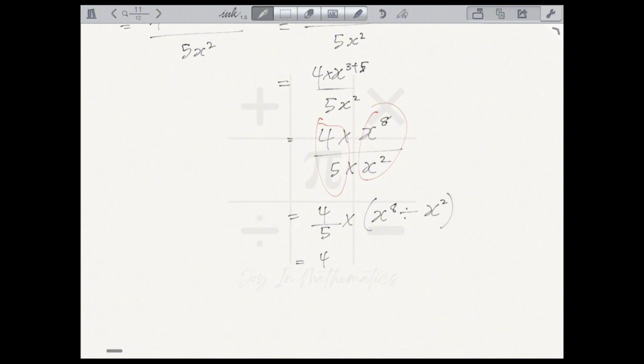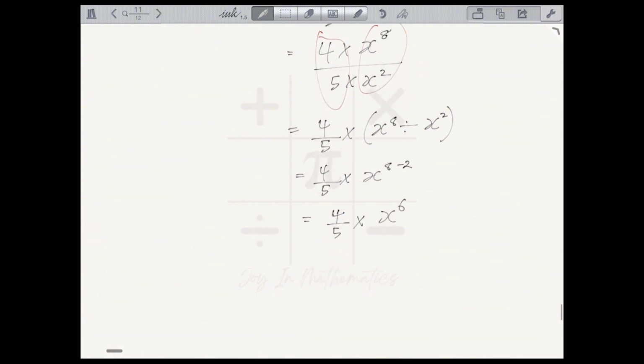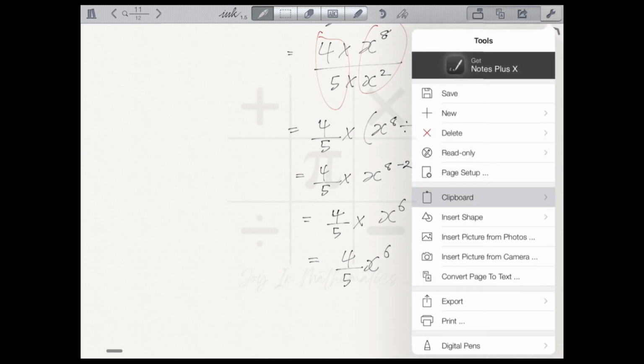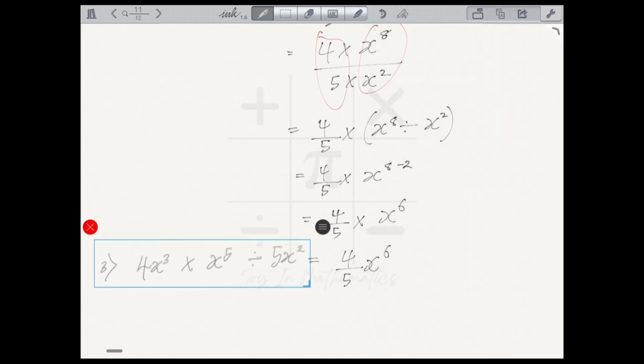So this will give us 4 over 5 multiplied by the implementation of the subtraction law, which in this case will be x raised to the power 8 minus 2. So this results in 4 over 5 multiplied by x raised to the power 6, and our final answer will be 4 over 5 x raised to the power 6. And this will be the solution to this question.